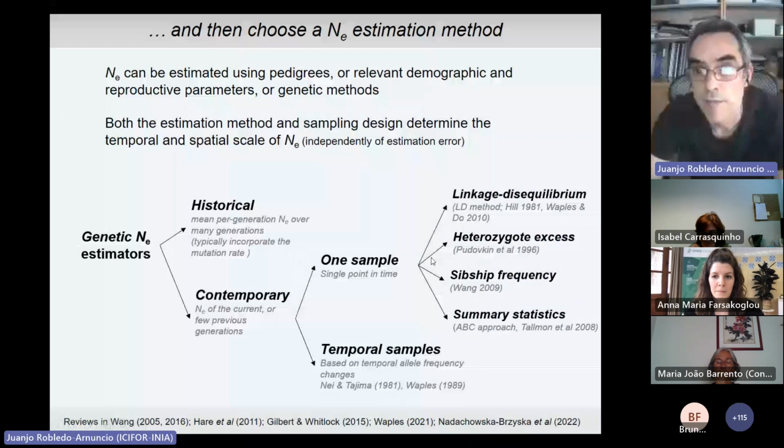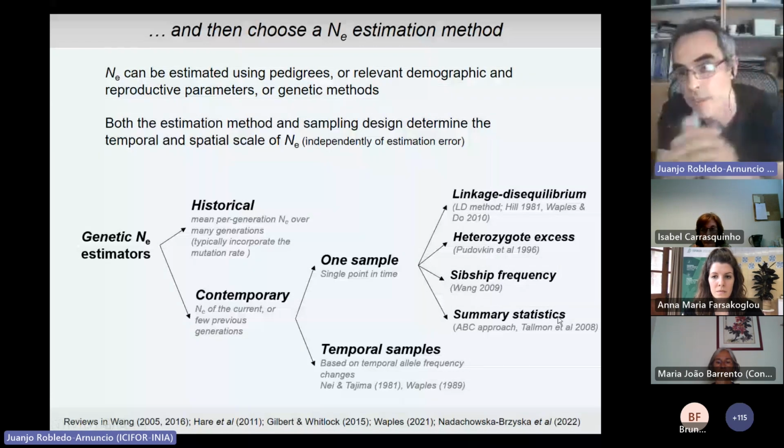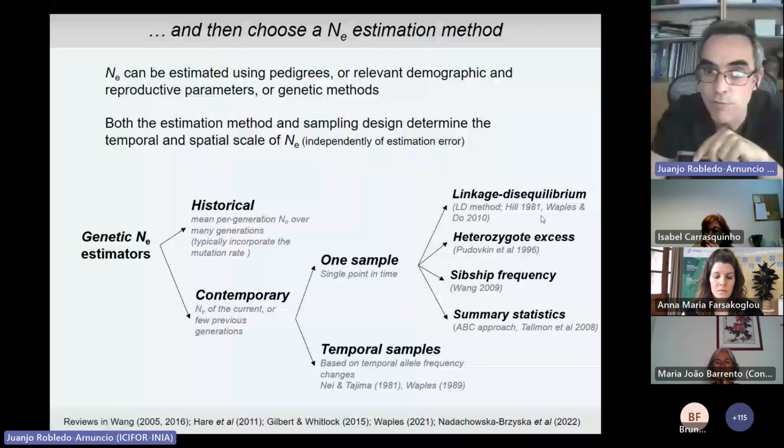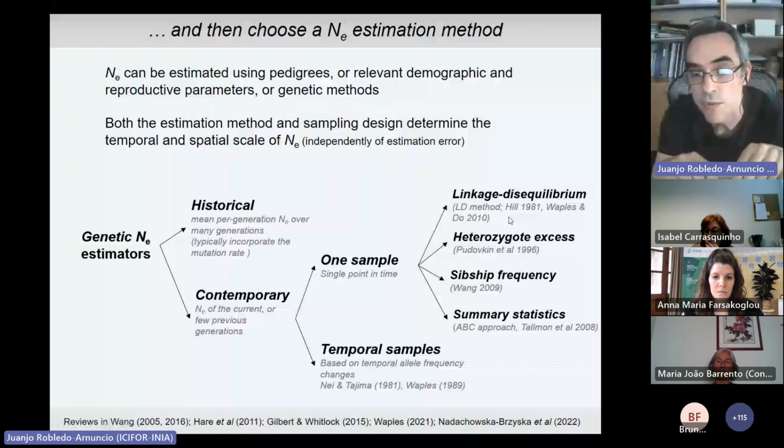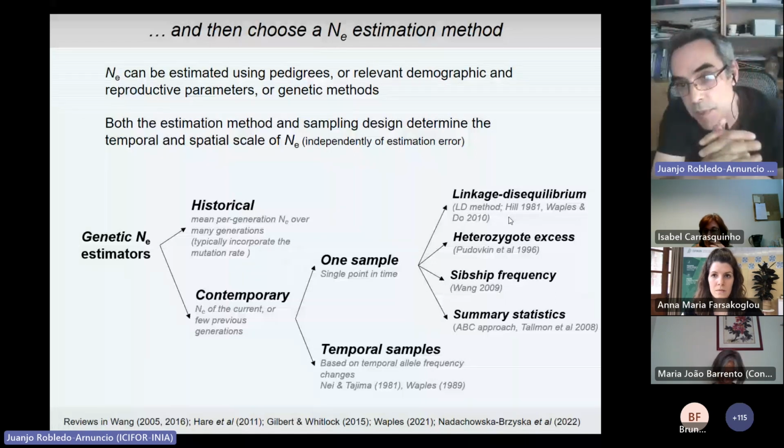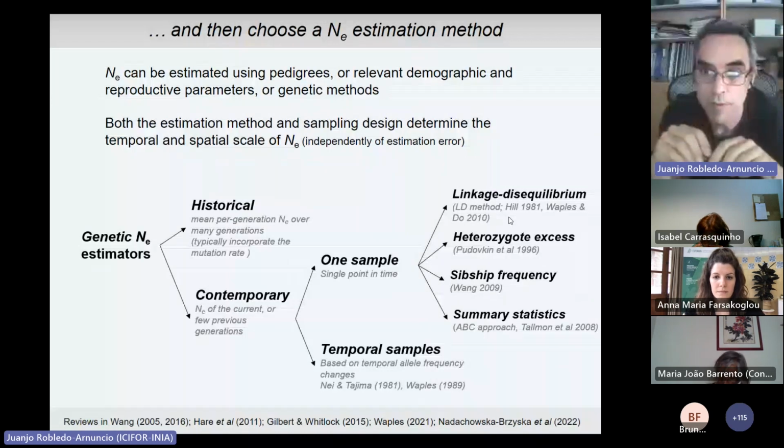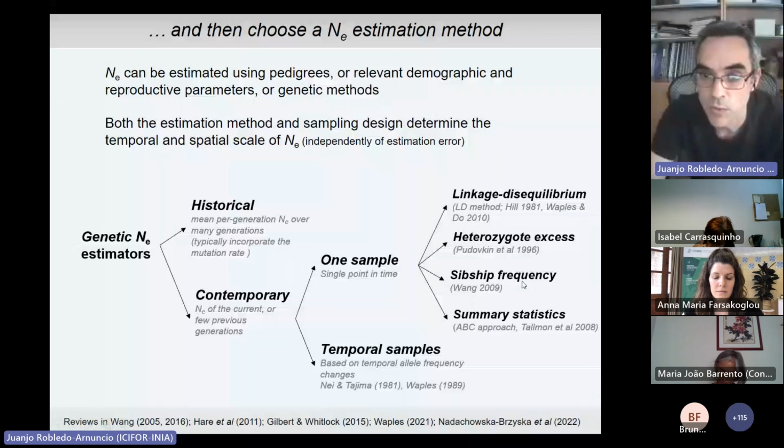One sample methods have a lot of variants. We have the linkage disequilibrium method, the heterozygote excess method, the site frequency spectrum method, the summary statistics method, and others. And you probably have heard about many of these. I will focus on the first one, the linkage disequilibrium method, because it's the most widely used and because in many cases it behaves statistically similarly to other methods, even better in some cases, not always, but of course, each one of them has its own set of assumptions and potential issues in practice.